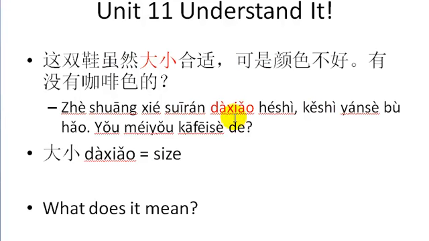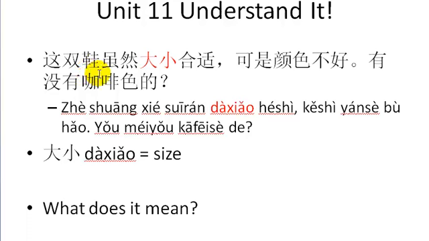Okay, 大小 is the word for size. Now, 大 means big, and 小 means small. And so these two together, 大小, mean size. So you actually should be able to figure out this sentence now.